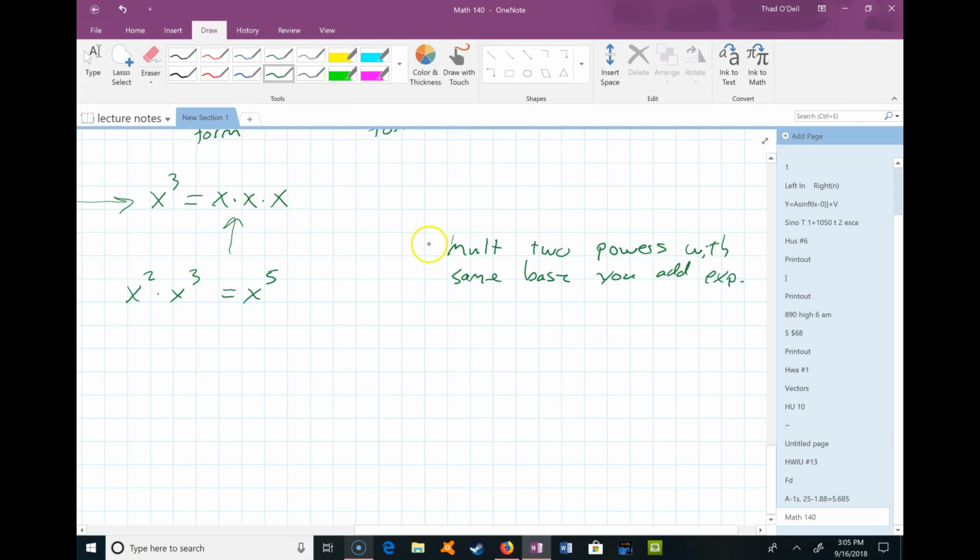Okay, that's one rule. There's another exponential rule that says when you are dividing two powers with the same base, you subtract.